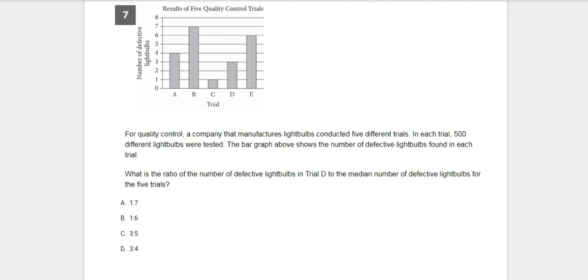So number 7, the same chart as number 6, but a little bit different question here. So it says, what is the ratio? So remember, a ratio can either be a fraction, so you'd say like the ratio of A to B, or you can write it with a little dot in between. Those both represent a ratio or a comparison of 2 numbers. So the ratio of defective bulbs in trial D, so that's right here, compared to the median number of defective light bulbs for all 5 trials.